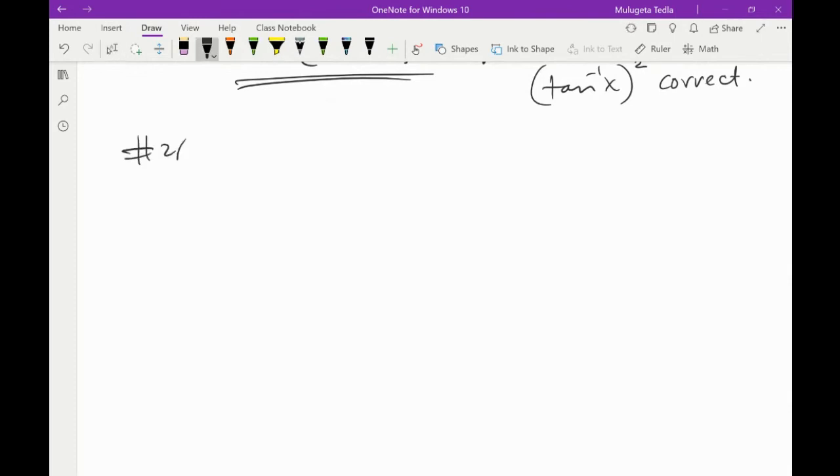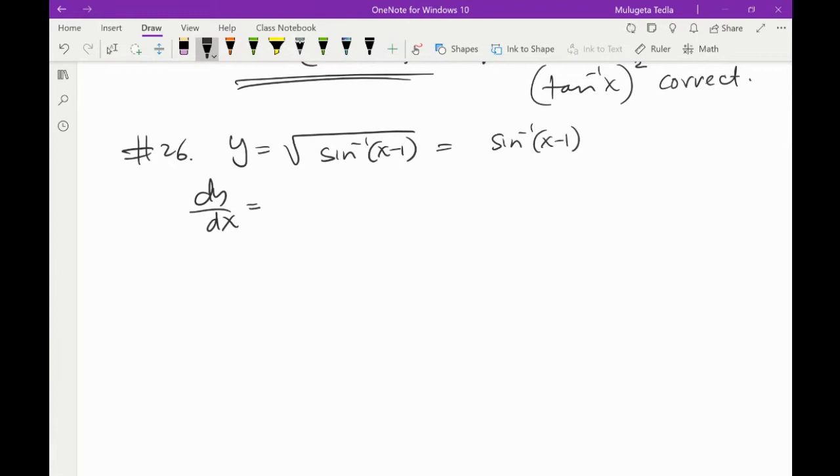So let's do number 26. y equals the square root of sine inverse of (x minus 1). So dy/dx, this is nothing but (sine inverse of (x minus 1)) to the power of half, isn't it? So take care of the exponent first by the power rule: 1/2 times (sine inverse of (x minus 1)) to the exponent of negative half, right?